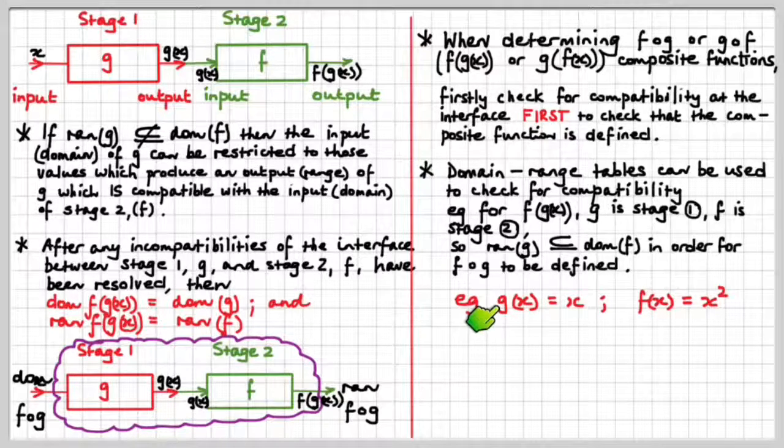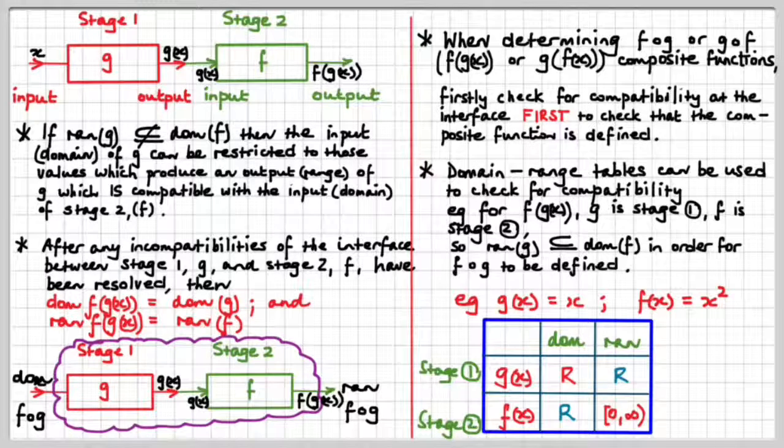For example, if g of x was x and f of x was x squared, this would be pretty easy because neither of them are fussy. Usually you get a problem where stage 2 is a fussy function. That's where you usually start to come unstuck by having to sort out the incompatibility issues in the middle. But we're going with this. g of x equals x, that's stage 1, f of x equals x squared.